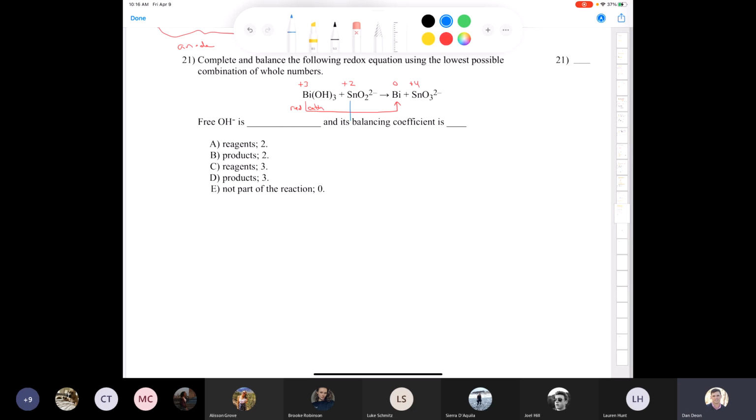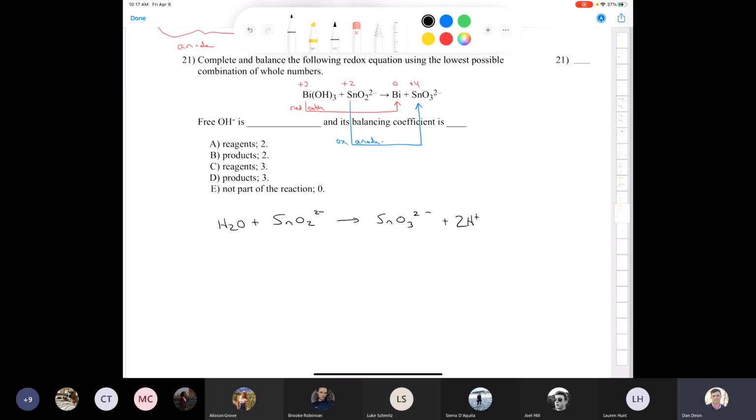And we can see that the tin is undergoing oxidation. So this is my anode. All right, so let's do the oxidation reaction first. We have SnO2 2-, which gives you SnO3 2-. There's no balancing of the tin that's required, but I have one extra oxygen on this side, so I'll put a water molecule over here.